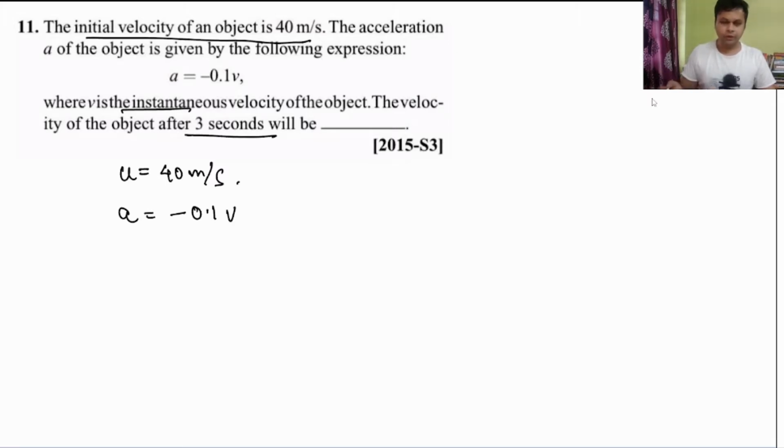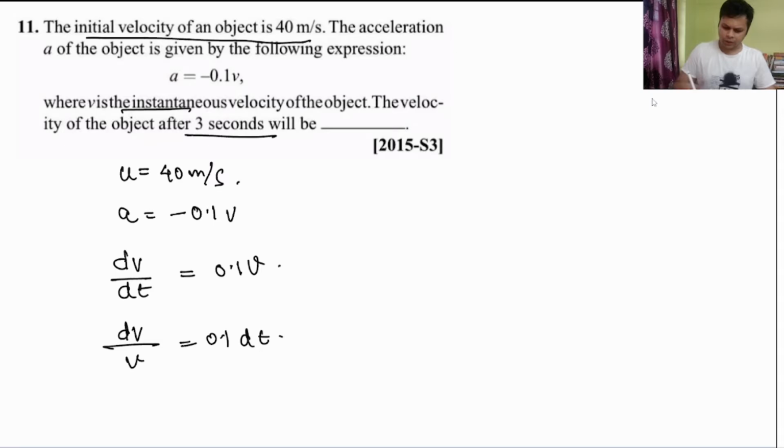So initial velocity is given, right? We all know, this is a very simple question. All of us know acceleration can be written as rate of change of velocity, dv by dt. This is equal to minus 0.1 v, right? So if you cross multiply, bring v on the dv side, it will become minus 0.1 dt. Now you can simply integrate it. V will be integrated from u to v, initial velocity to final velocity. Time will be integrated from 0 to time t equal to 3 seconds.